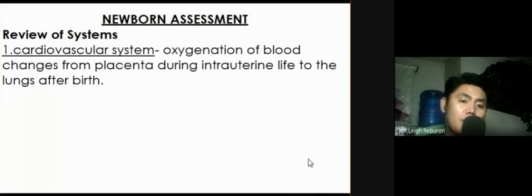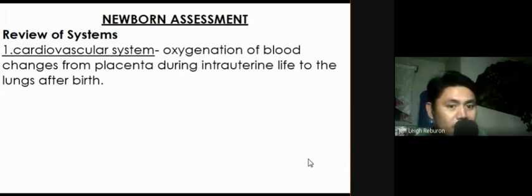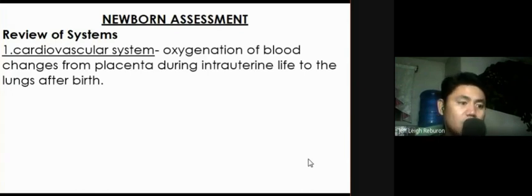Now, always remember na magkaiba po yung oxygenation of blood for both fetus and the neonate. Gaya ng napag-aralan natin last time, the center for oxygenation for the fetus is the placenta. Doon po nanggagaling yung oxygenated blood natin. But in the neonate, pag yung bata nakalabas na from the uterus, the child is not anymore dependent on the placenta.